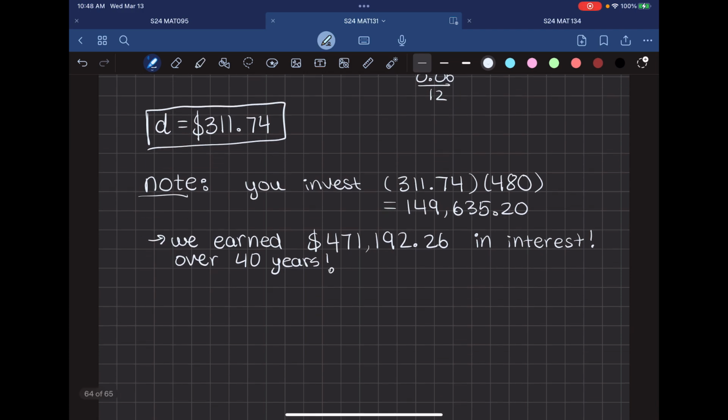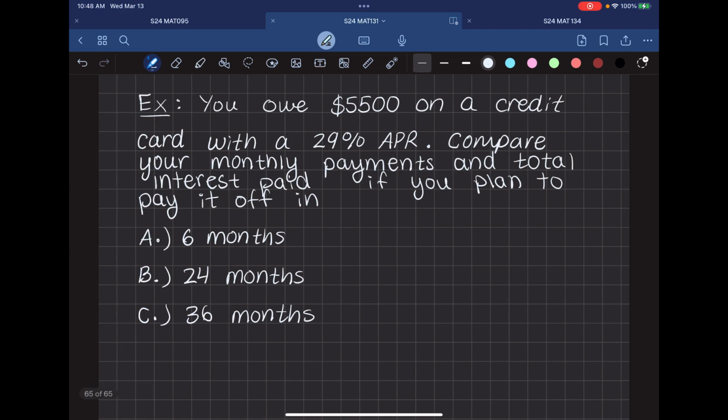All right, next problem. Let's say, now here we're going to have a loan problem. We owe $5,500 on a credit card with a 29% APR, so that's our annual interest rate. That's like advertised on our statements and stuff. We want to compare our monthly payments and total interest paid. If we plan on paying this amount off in, our first option is 6 months, 24 months, or 36 months, right? So half a year, 2 years, or 3 years.